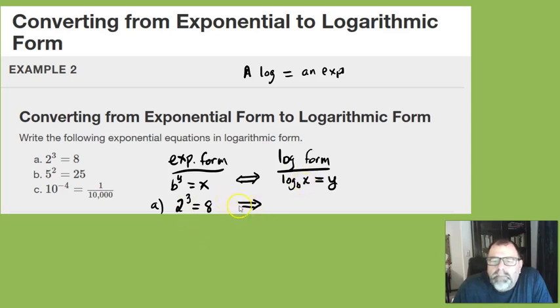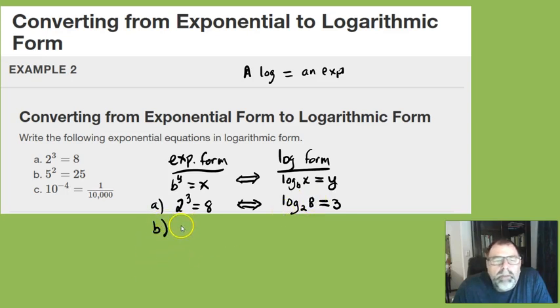So we're going to do the same thing. We're going to start with log, identify the base. The base is 2, so the base goes down here as a subscript to the log. So log base 2, log equals exponent. The exponent's 3, and that goes on the other side. And then the output value here is the input value for the logarithm.